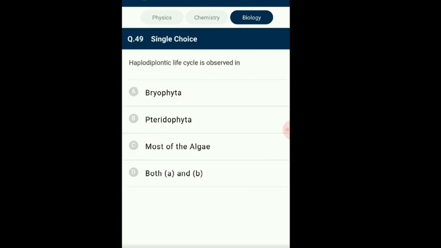Question number 49. Haplodiploidic life cycle is observed in which haploid gametophyte and diploid sporophyte alternate with each other. This is called haplodiploidic life cycle.